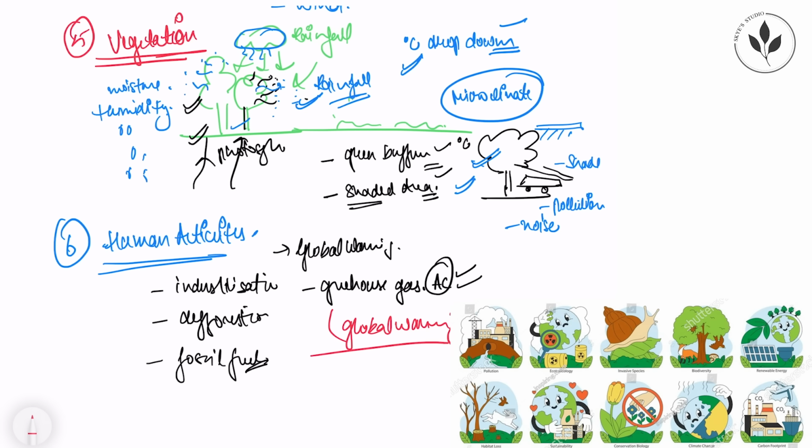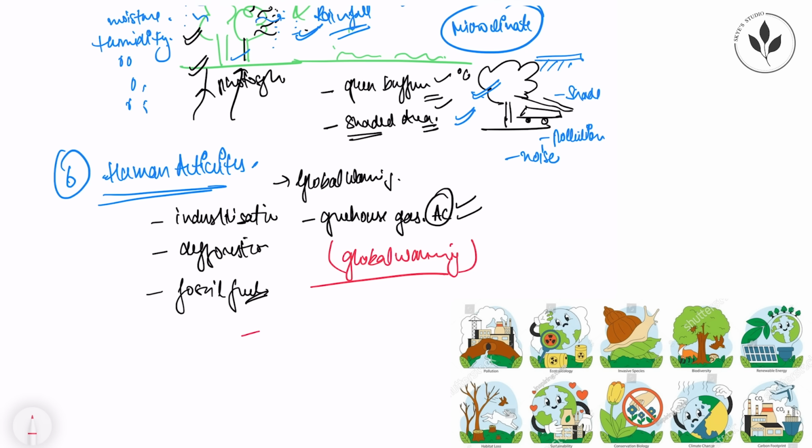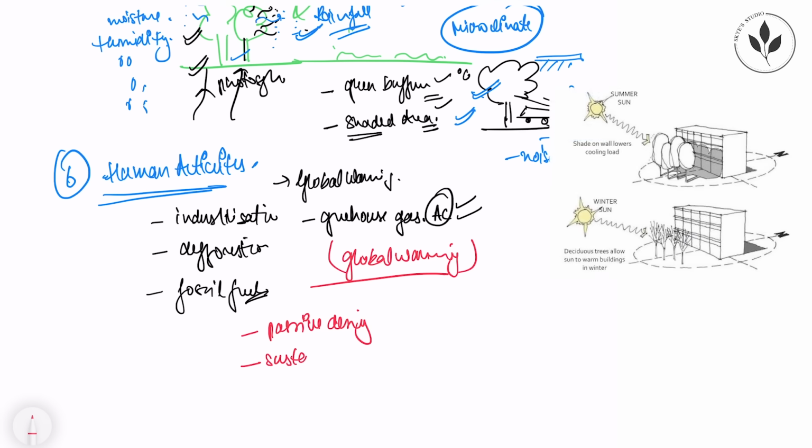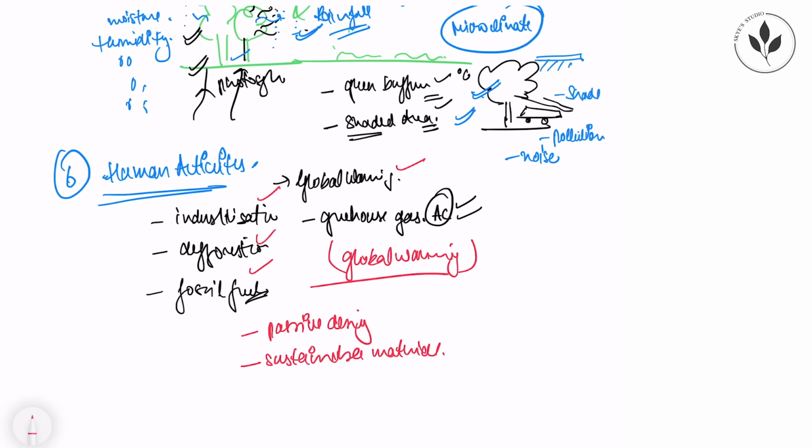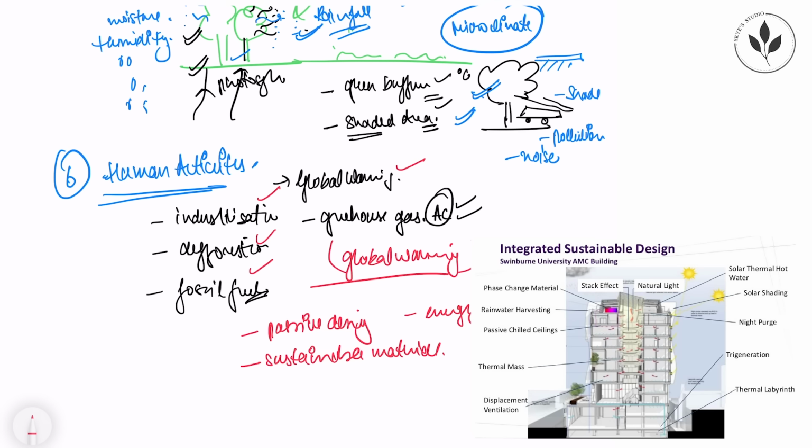So as architects, it is our social and moral responsibility to use passive design techniques, to use sustainable materials, so that we can reduce the impact of all these things on our buildings. We can save energy, we can save natural resources, and efficient design will ultimately help in building up a good world.